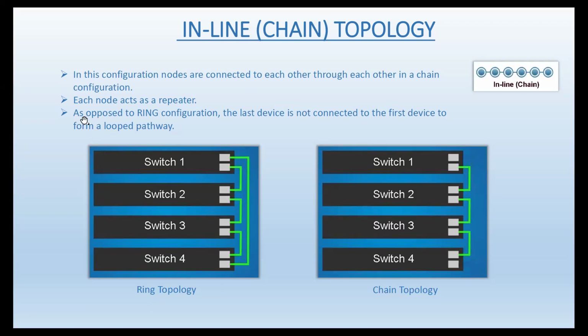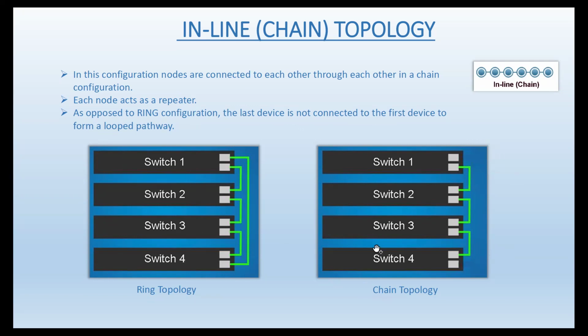So what else did I say here a couple of years ago? As opposed to the ring configuration, the last device is not connected to the first device to form a looped pathway. So here is an example of a ring topology. Let's say this switch is connected to that switch, and this switch is connected to that switch, and then the loop is closed by going all over. So it's a ring topology. And here's a chain topology. Those switches are connected to each other, but the ends are not connected. So there is no loop, there is no ring formation going on.